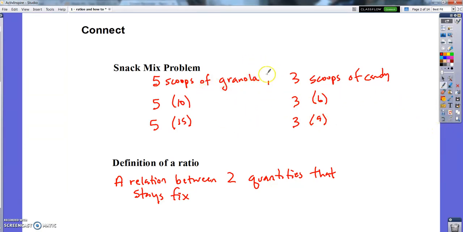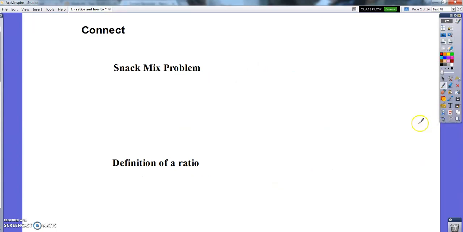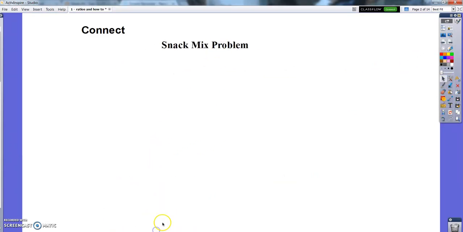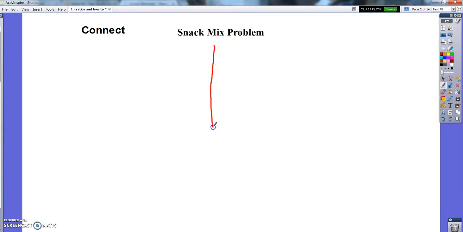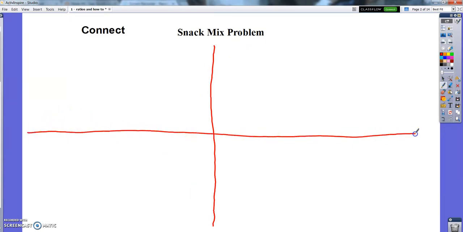So you have seen one, and actually, you know what? I'm going to do an extra I do. I didn't plan on this, but I'm going to do it now. So let's talk about the snack mix problem, and I'm going to show you the 4 ways that we will. This is your first I do. I'll do 2. The 4 ways we represent a ratio. So I want to do this one: 5 scoops granola and 3 scoops of candy.